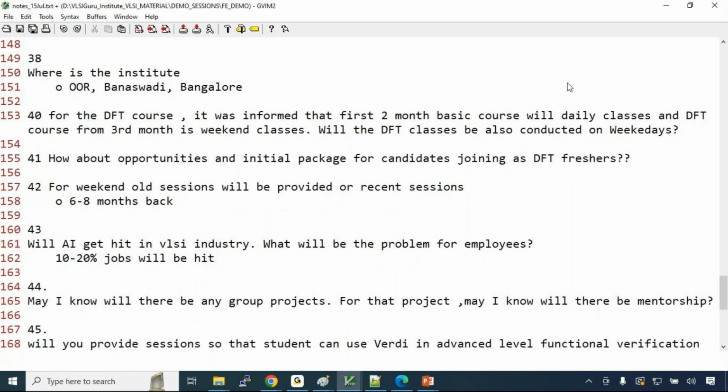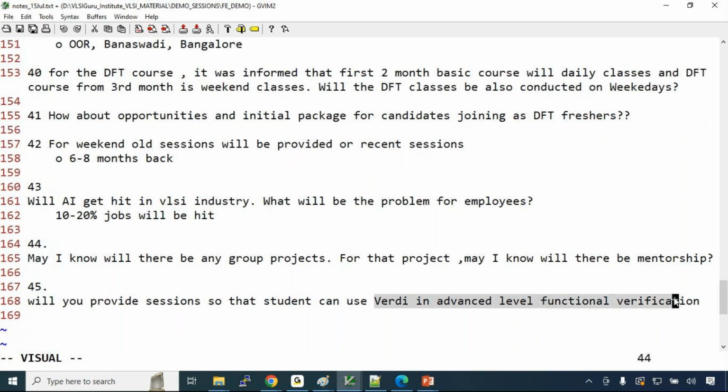Will you provide sessions so that students can use Verdi in advanced level functional verification? See, this is not done as part of a fresher course. If I call any of my freshers, the best fresher in the institute, and ask him, do you really need Verdi? He will say no, because whatever other things he learned, he has so many hundred things to learn out of it. Verdi, we do it as part of... Verdi is like, I mean, you may ask, what is Verdi?